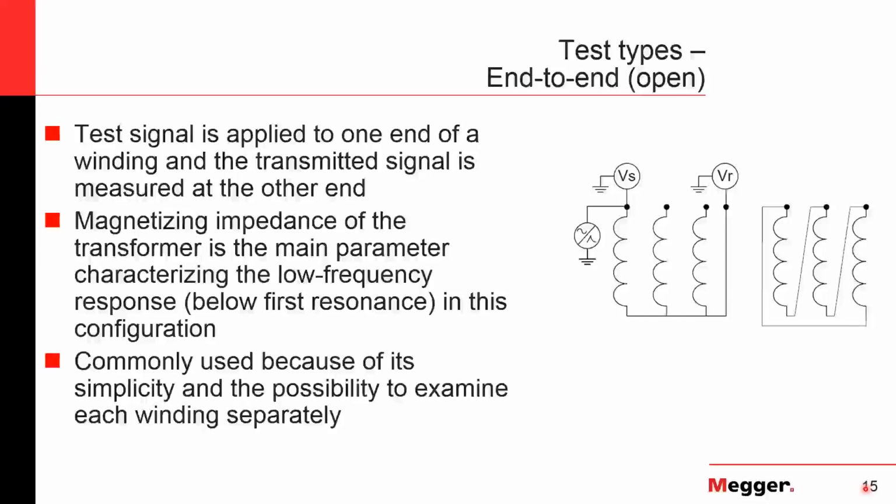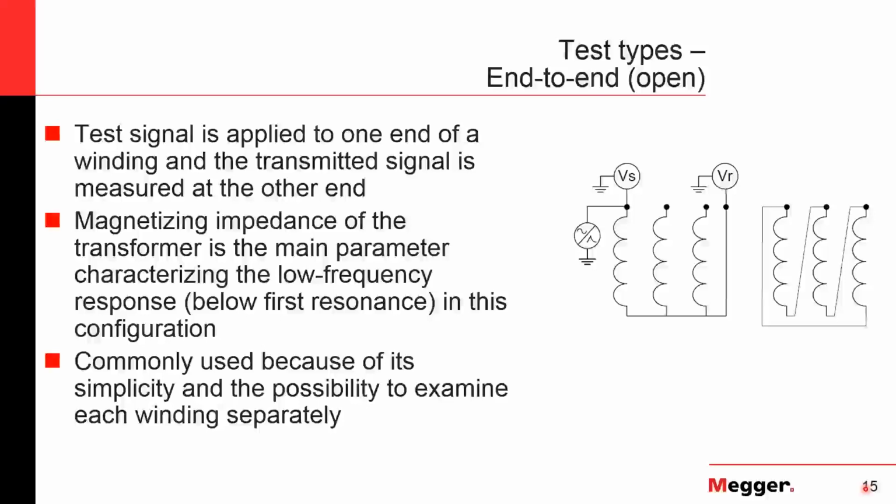We have the end-to-end open circuit test. We have the end-to-end short circuit test. We have the capacitive interwinding and the inductive interwinding test. So what is the end-to-end open test? What you do is you apply the signal to one side of the winding, and you measure on the opposite side of the winding.